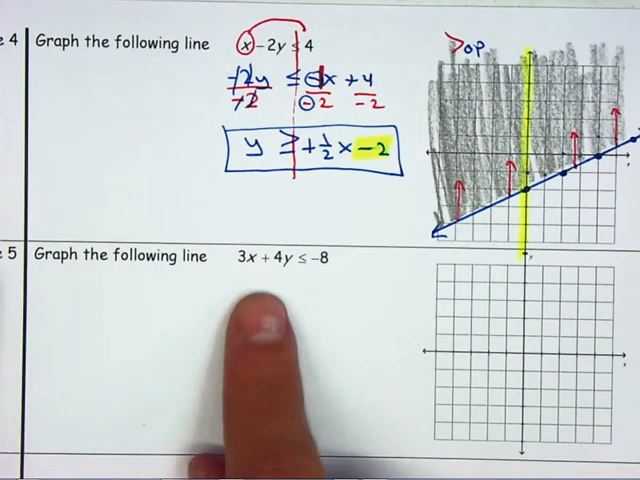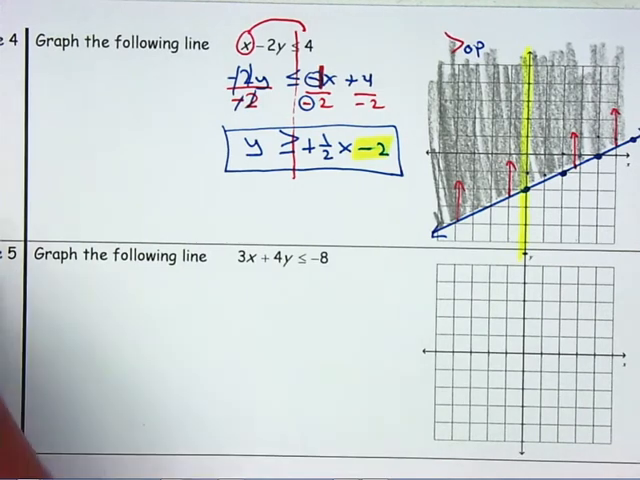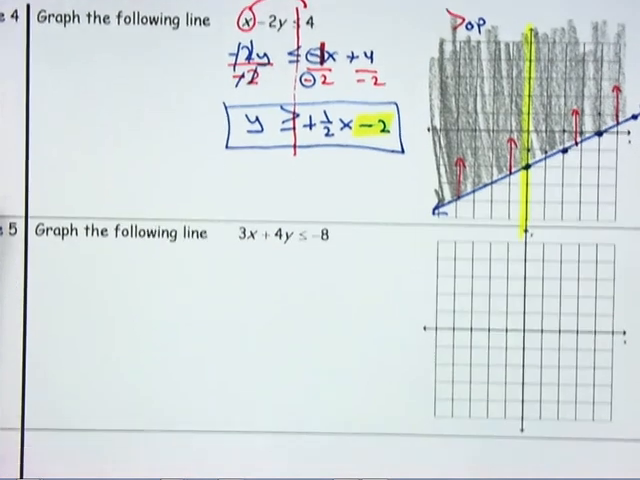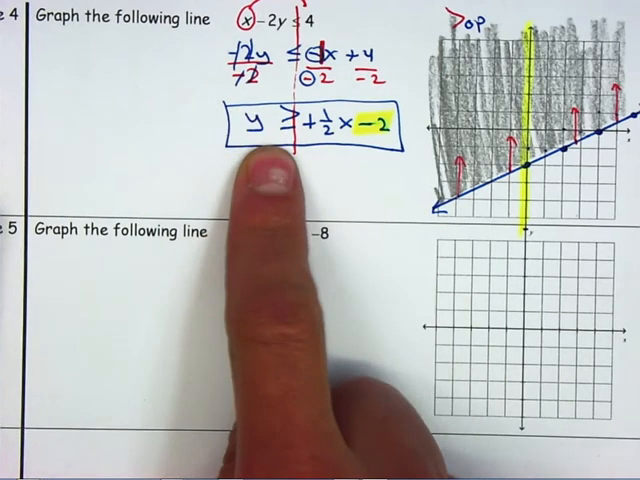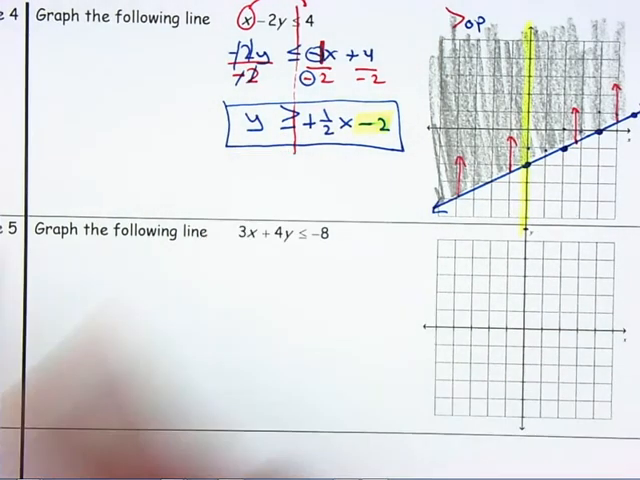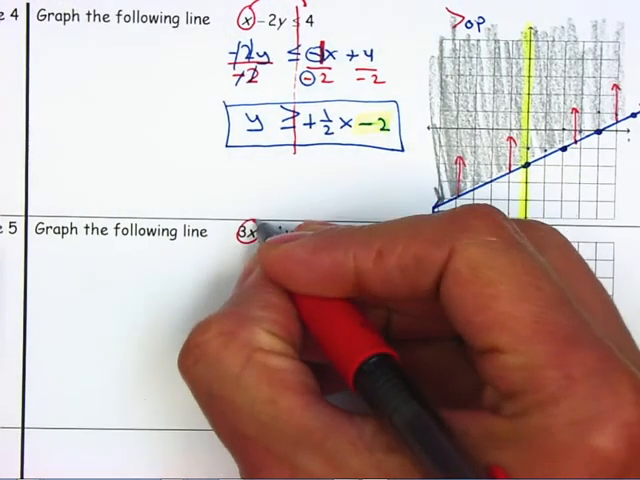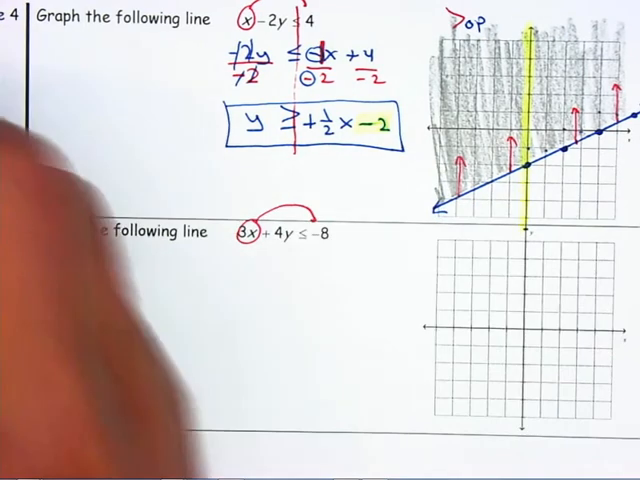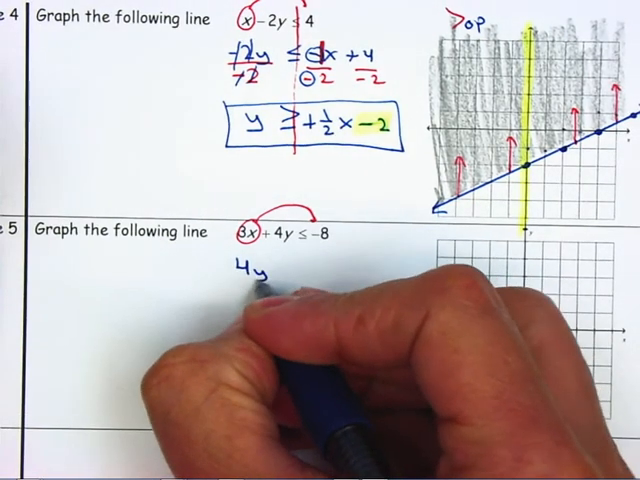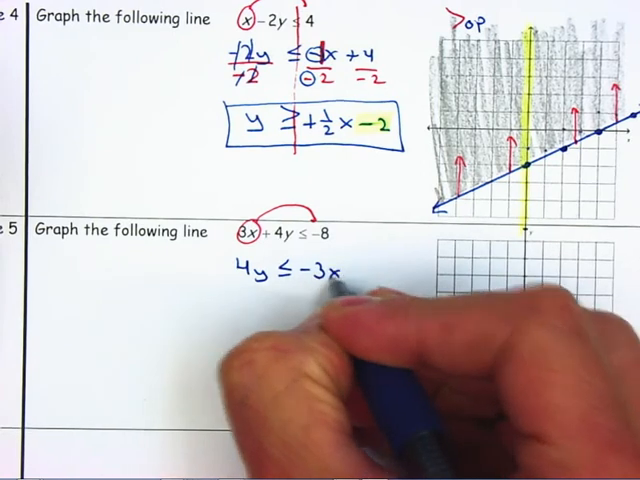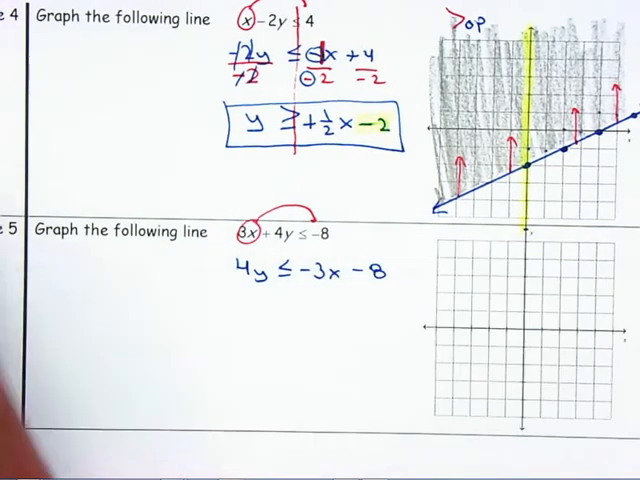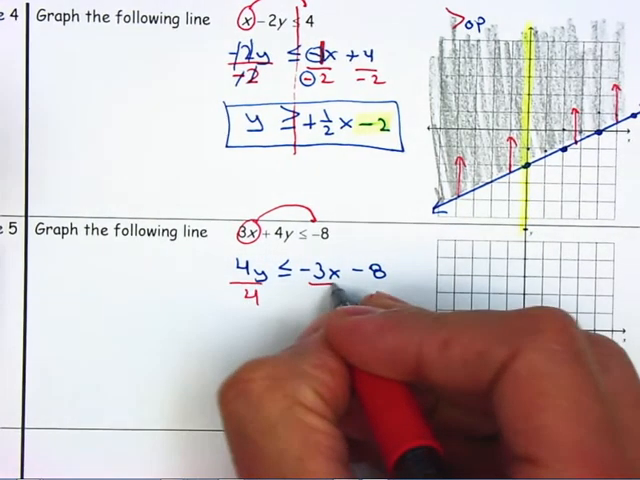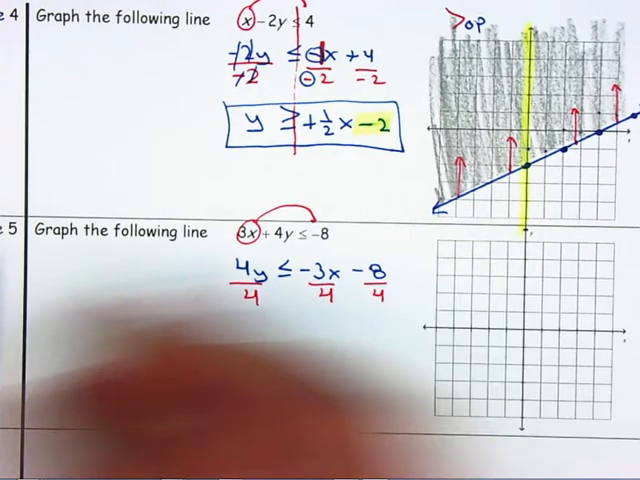Let's go to the last problem, example number 5. To be able to graph it, it's a very quick process. It's this two-step process to be able to solve it for y, to leave the y by itself. First, the 3x goes to the right. It's a positive, becomes a negative. So we have 4y is less than or equal to negative 3x minus 8. Next, I need to divide by 4, divide by 4, divide by 4.